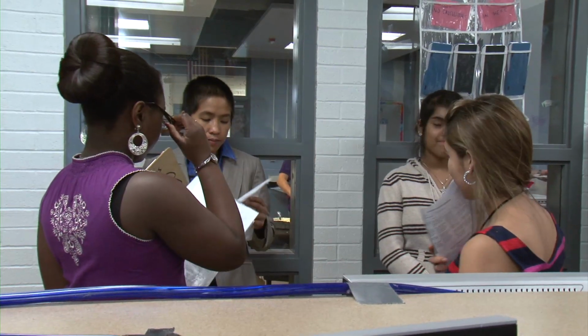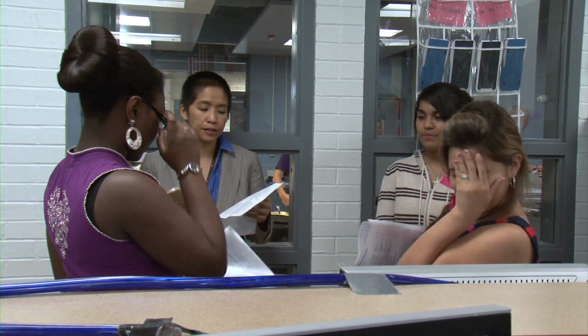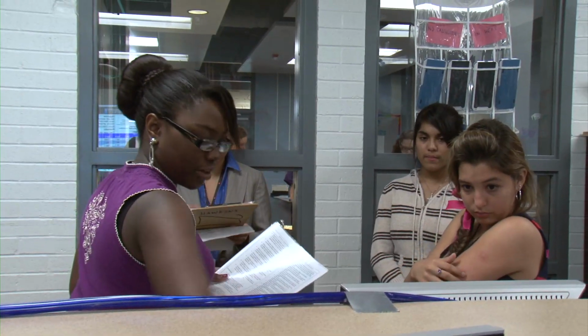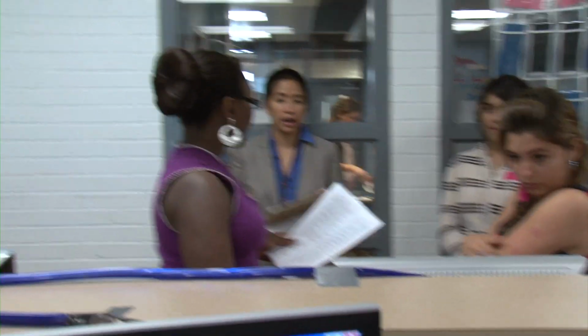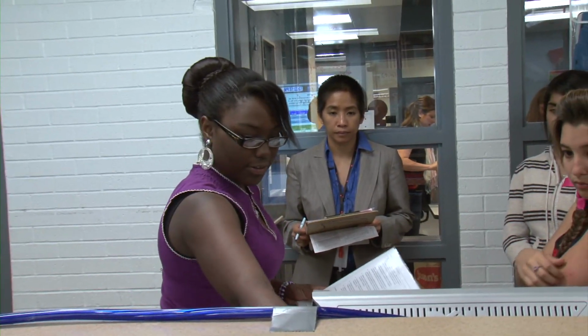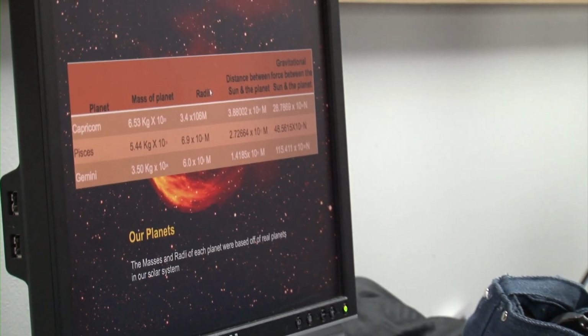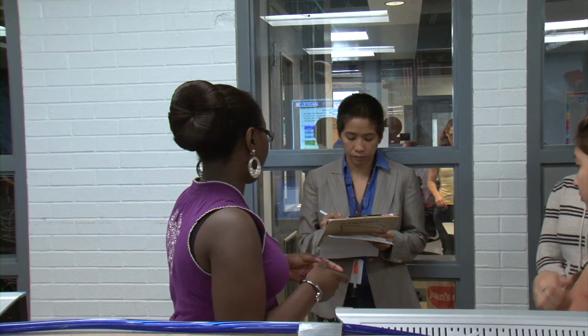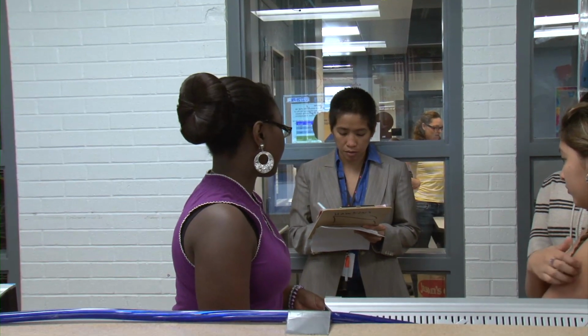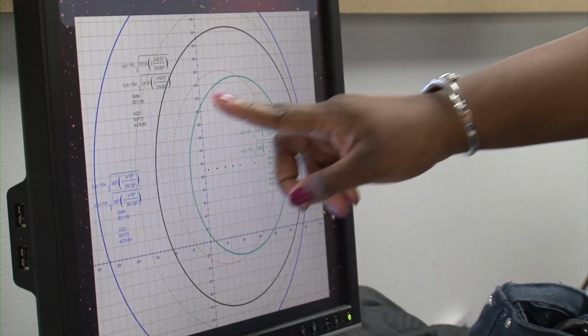Alexis, which of your planets experiences the greatest gravitational attraction to your star? Explain why this force is the greatest. The greatest one would be our planet Gemini. Why? Because it has the smallest distance from the star. And the shorter the distance, the stronger the gravitational force is. Okay. One example of that, this is Gemini.